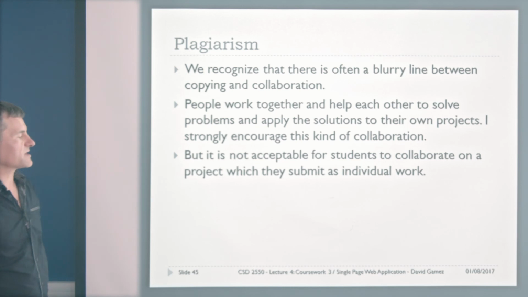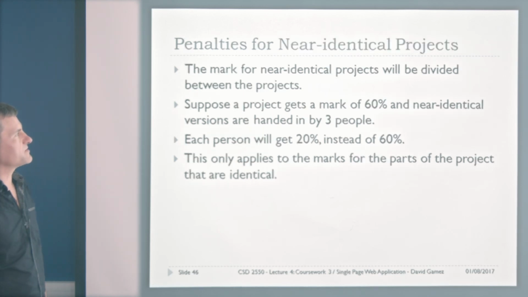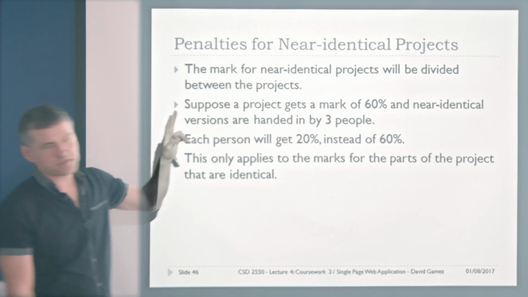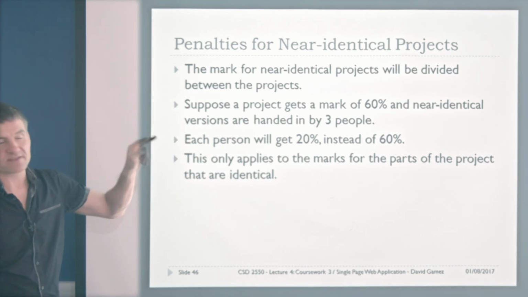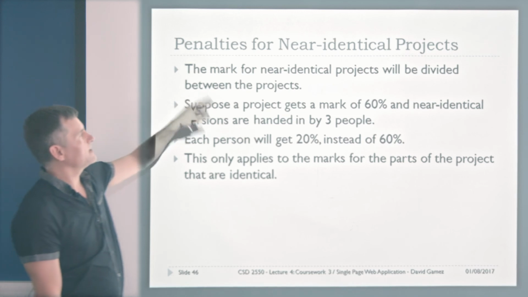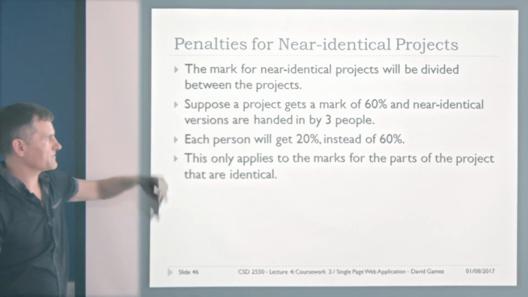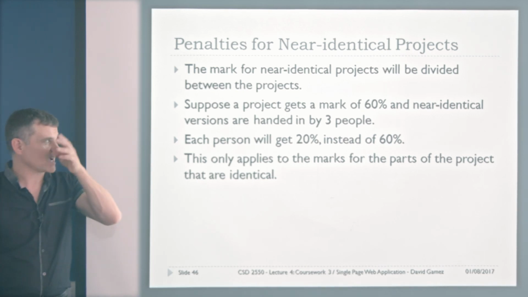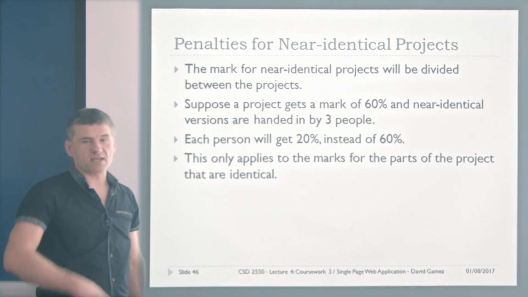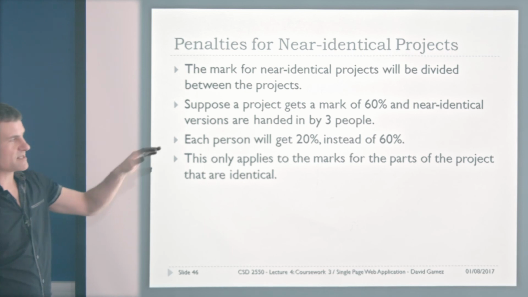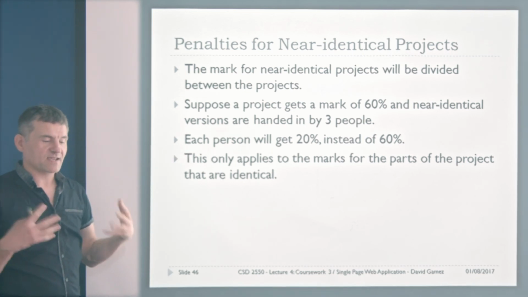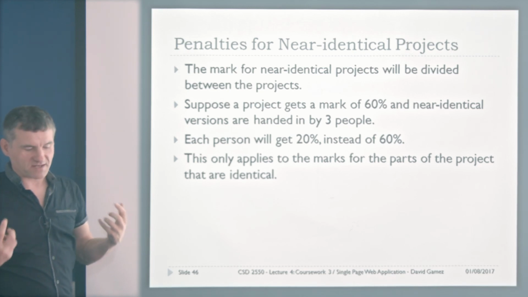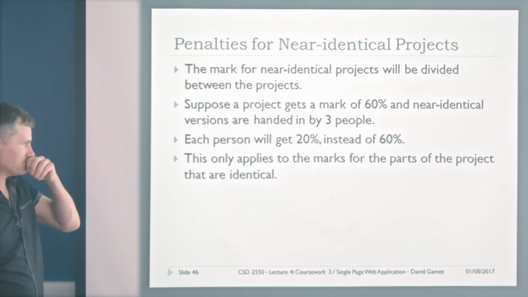So it's not acceptable to collaborate on a project which you submit as individual work. If 2 people submit near identical projects and it's obvious they've worked on the same project together, I'm going to divide the mark between the project. Suppose a project gets a mark of 60% and near identical versions are handed in by 3 people. Instead of getting 60% each, they're going to get 20% because it's effectively a group project with 3 people, and they've just divided up the work that should be done individually in between 3 people.